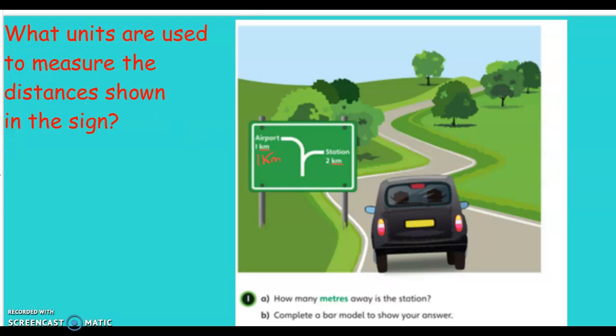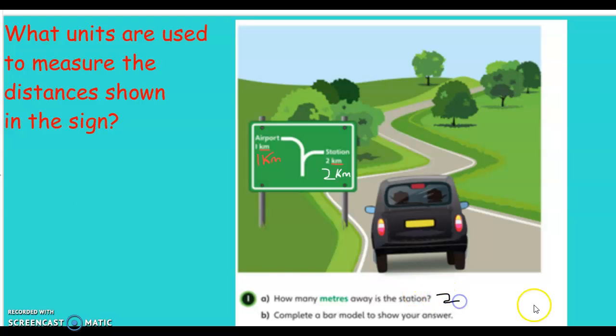1 km literally just stands for 1 kilometer. And what we've got here is 2 km, and that will stand for 2 kilometers. Easy peasy. So, we're paying really close attention now to what the question says, because if I was to misread this, how many meters away is the station, I might accidentally read it as, how many kilometers away is the station, and just put the answer as 2.